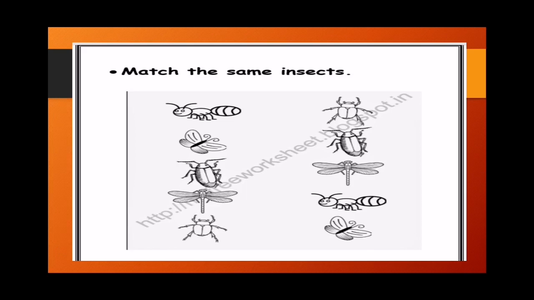Okay, now here you have an assignment that you are going to match the same insects. Okay, now come to the first one. What is this? Ant. Very good. Then butterfly. Then cockroach. Very good. Then dragonfly. Then the last one, beetle. Very good. Okay, so you are going to match the same insects.